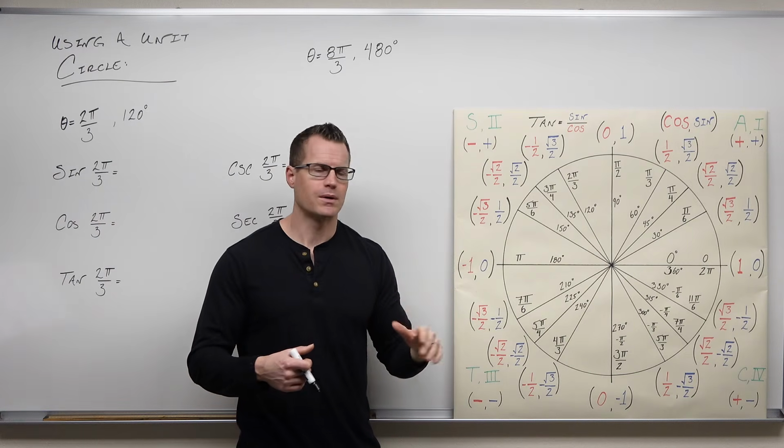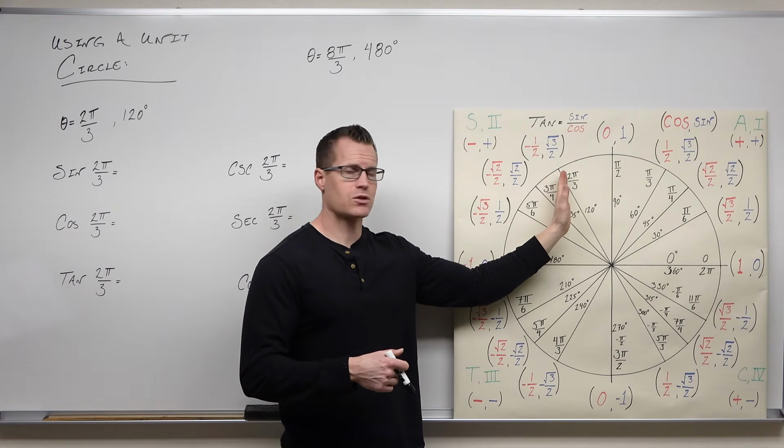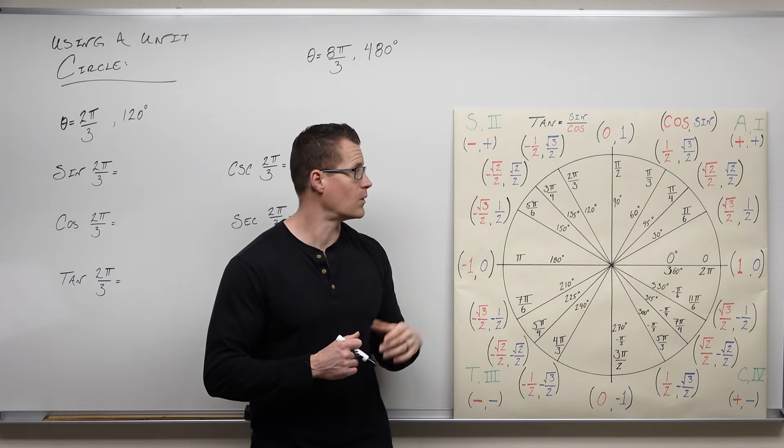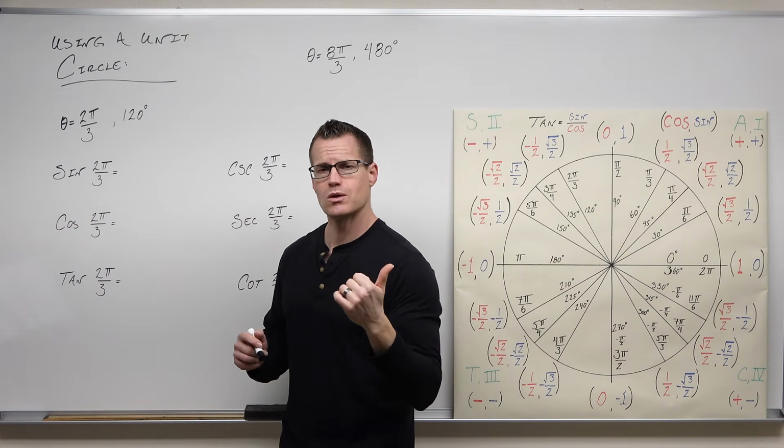And so we're going to write those down. Sine of 2 pi over 3 is exactly what the y-coordinate of that point is, for some reasons I explained in the previous video. That's square root of 3 over 2.